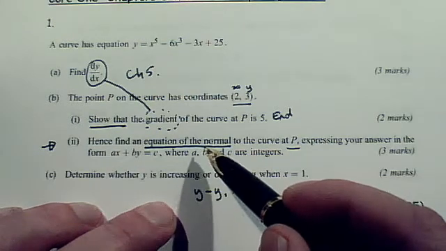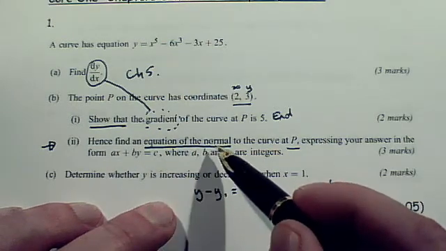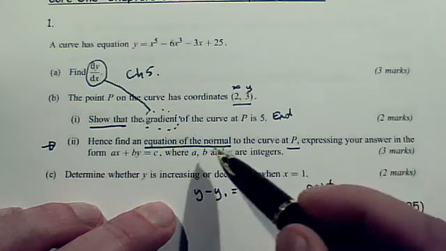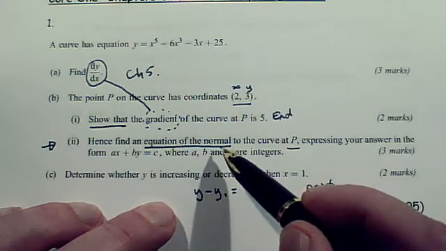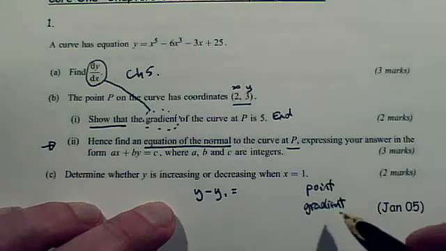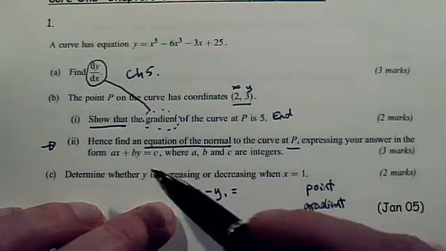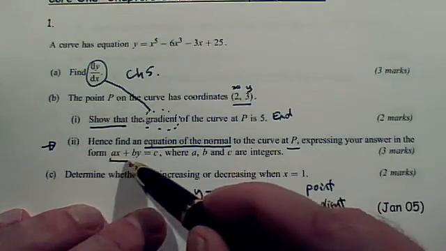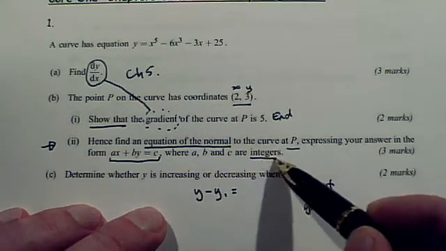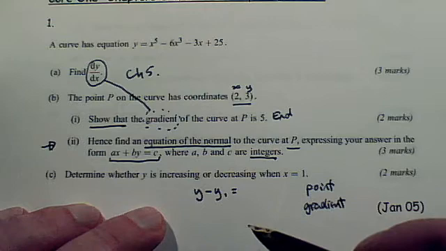We need to make sure that that's the correct gradient for the normal. So are you going to use that 5, or do you need to do something to it to get the gradient of the normal? Then use your standard recipe and get your answer into this form. A, B and C are integers. That means they have to be whole numbers.